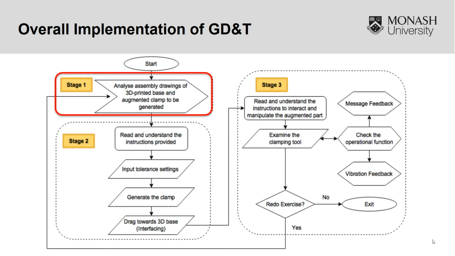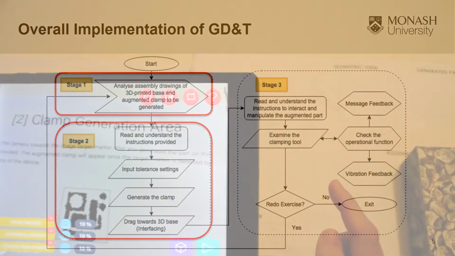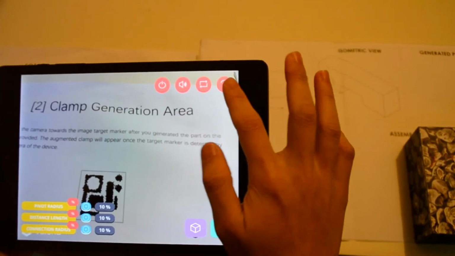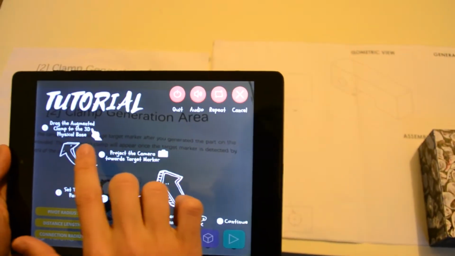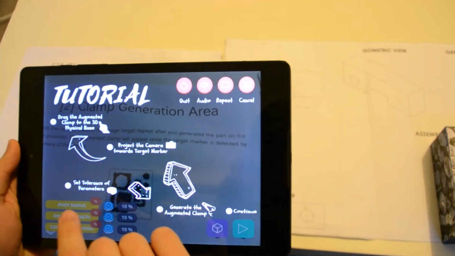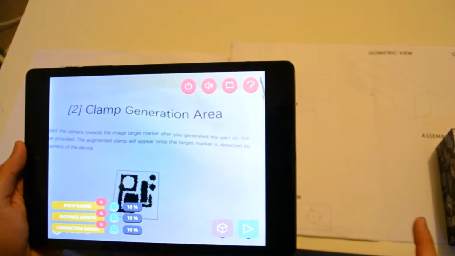In the next stage, the students are required to read and understand the instructions provided in the tutorial, and then input the tolerance settings accordingly onto the three different dimensions. The augmented clamp then can be generated and then dragged towards the 3D base to be interfaced.